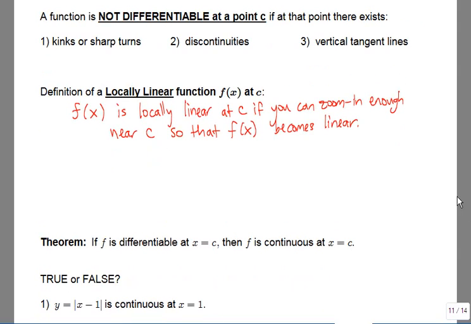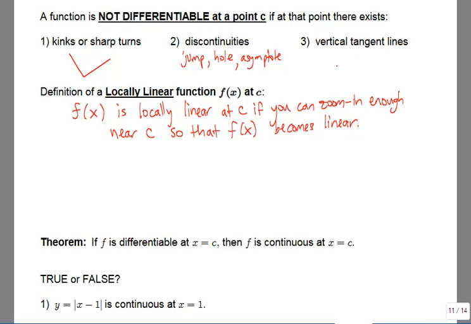We say that a function is not differentiable at a point c if at that point there is either a kink or a sharp turn, like we had right here at the V, or a discontinuity. Now a discontinuity could happen any number of ways. You could have a discontinuity due to a jump, you could have a discontinuity due to a hole, or you could have a discontinuity due to a vertical asymptote. So if you see any of those things happening in your graph, then you know you're not going to have a derivative there.